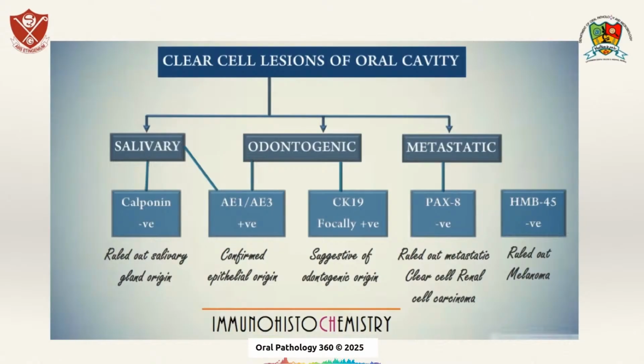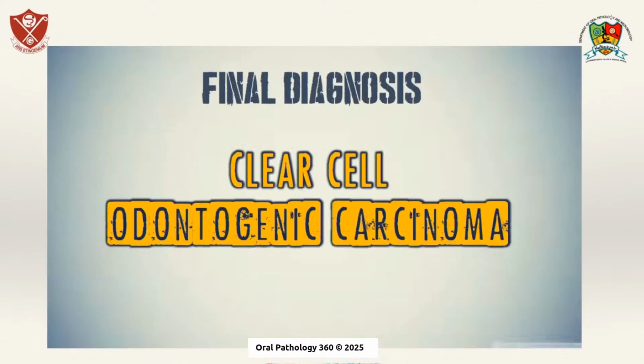So, the clear cell lesions of the oral cavity, the diagnostic dilemma. The salivary gland origin was found to be negative because calponin was negative, although pan-cytokeratin was positive for epithelial tumor. Yes, CK19 was focally positive, suggestive of odontogenic origin. PAX8 was negative, which ruled out metastatic clear cell renal cell carcinoma, and HMB45 was negative, which ruled out melanoma. So the final diagnosis was given as clear cell odontogenic carcinoma.